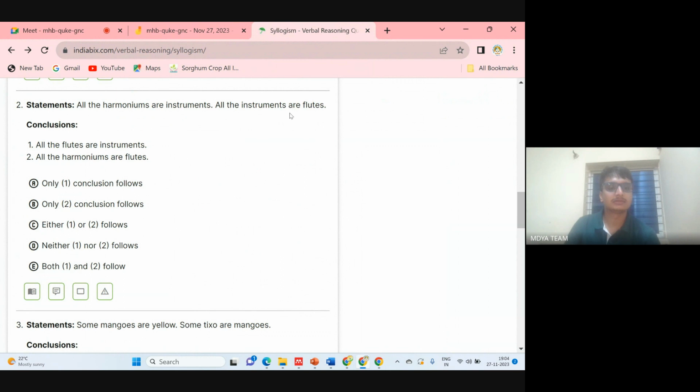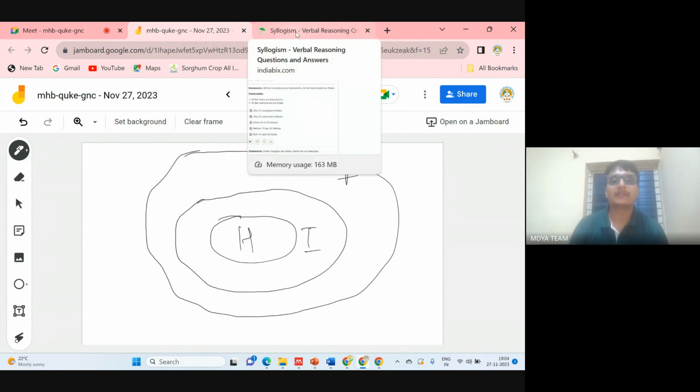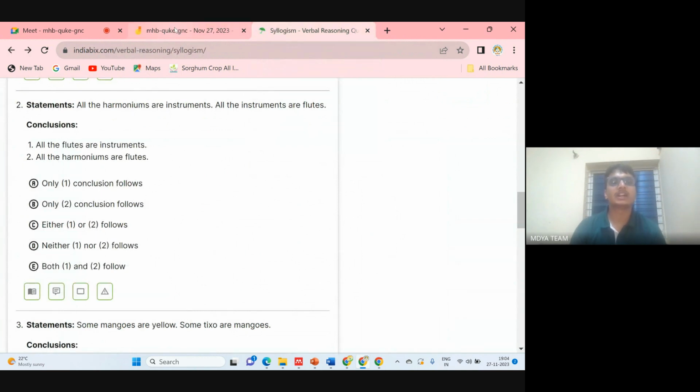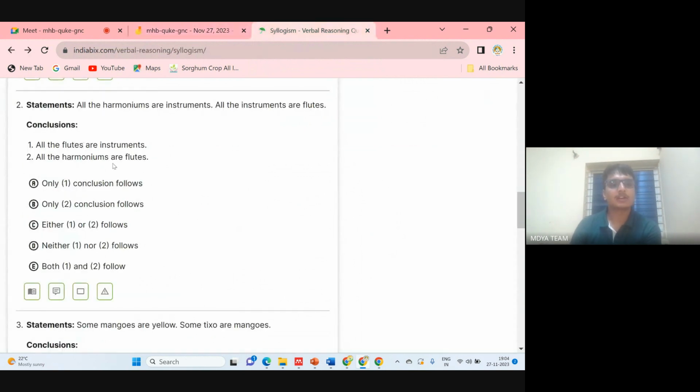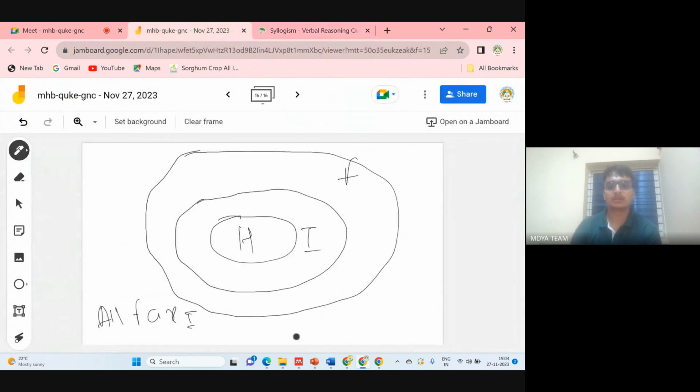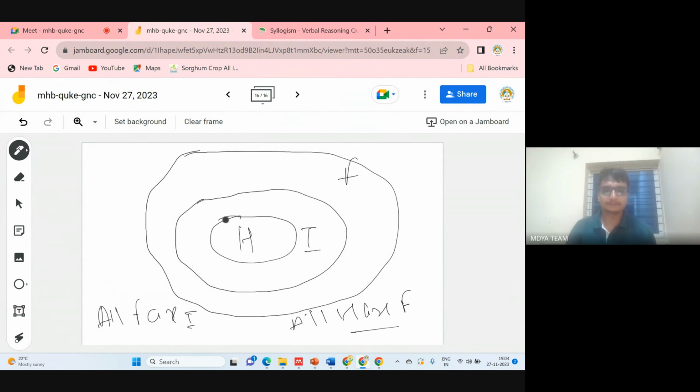All instruments are flutes. So we have a bigger circle of flute, which is encircling the smaller circle of instrument, which is again encircling a small circle of harmonium. Now I will write the conclusions here. All the flutes are instruments, or all the harmoniums are flutes. Sir, the second one is true. All harmoniums are flutes. Okay, so this one is true.